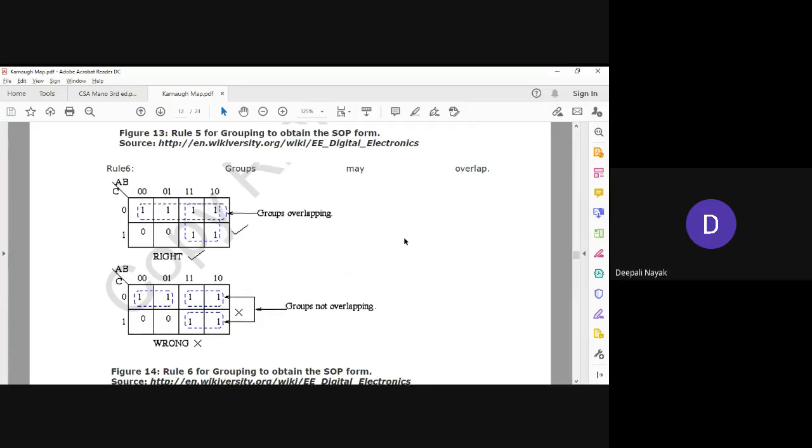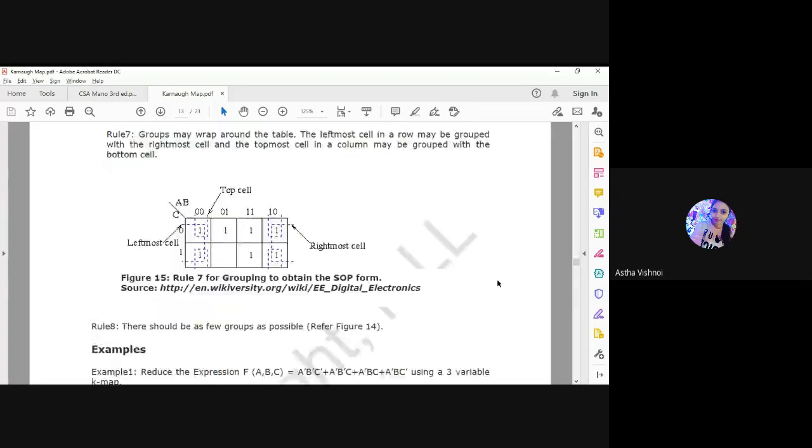Rule number 6, groups may overlap. So this again I've told you. The same example is there. Any problem? No, ma'am.